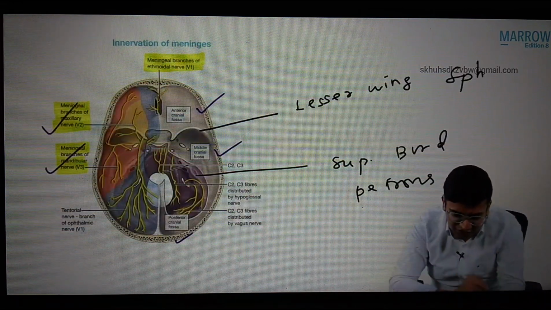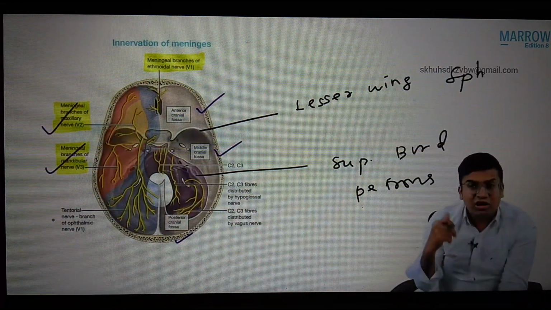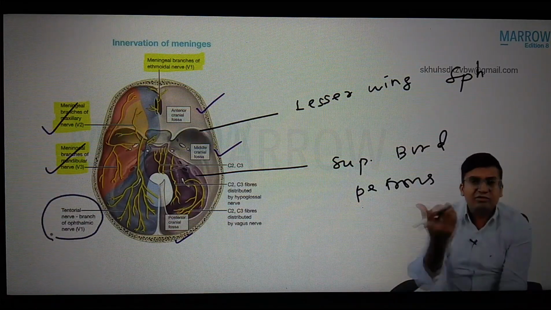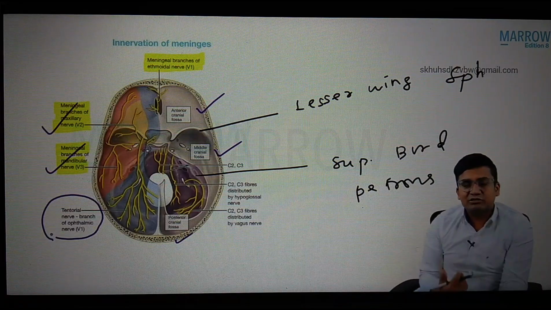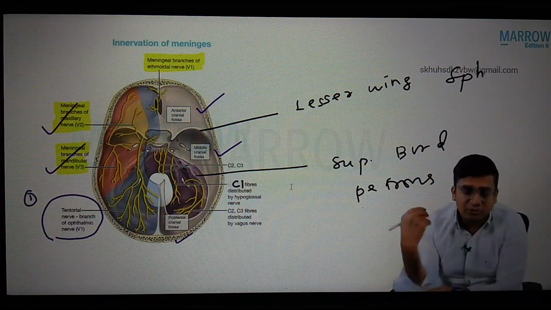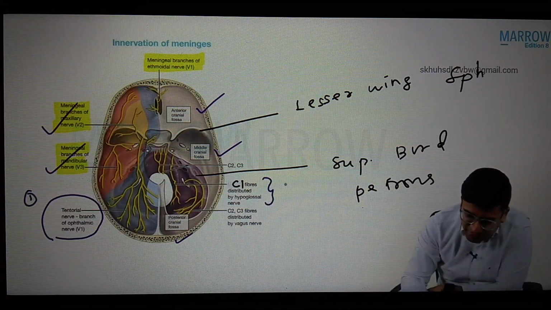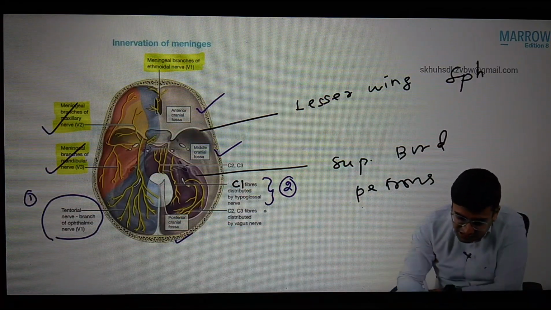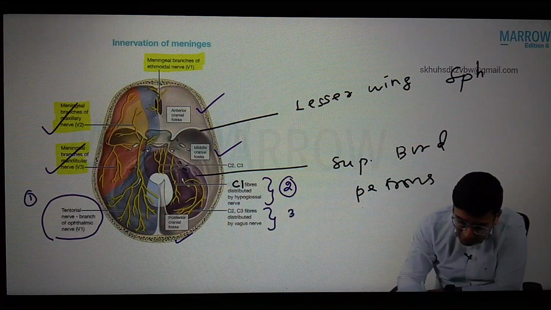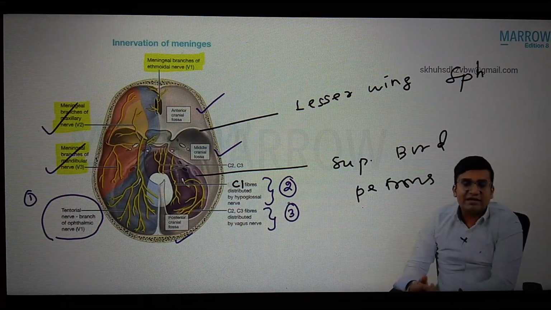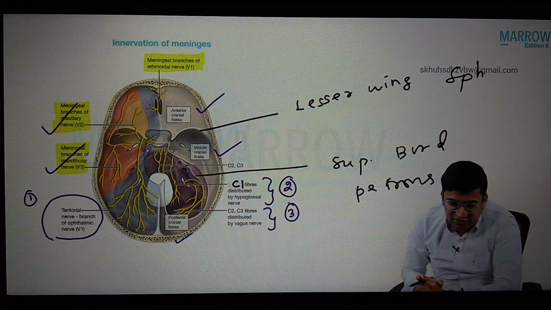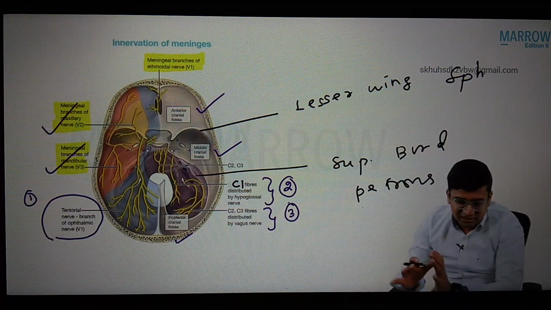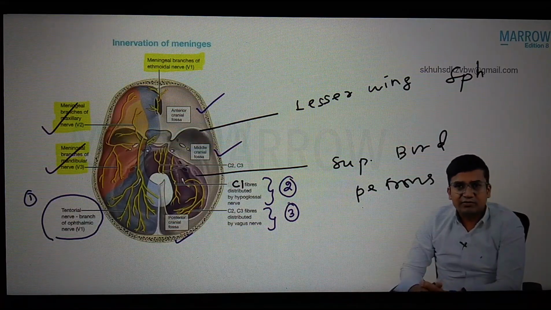Now the posterior cranial fossa is supplied by, see here, the ophthalmic nerve giving the tentorial branch. The tentorial branch of the ophthalmic nerve comes all the way to the posterior cranial fossa and supplies its dura, number 1. The posterior cranial fossa is also supplied by C1 fibers via the hypoglossal nerve, and C2 and C3 fibers via the vagus nerve. So the posterior cranial fossa is supplied by the tentorial branch from the ophthalmic nerve, the C1 fibers via the hypoglossal nerve, and C2, C3 fibers via the vagus nerve. Okay. Now this is about the nerve supply of dura.